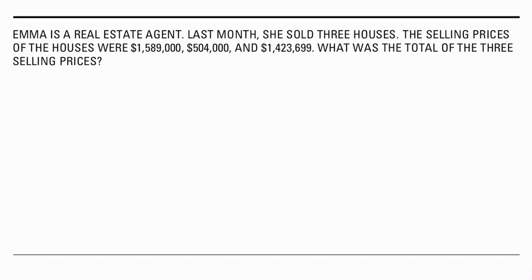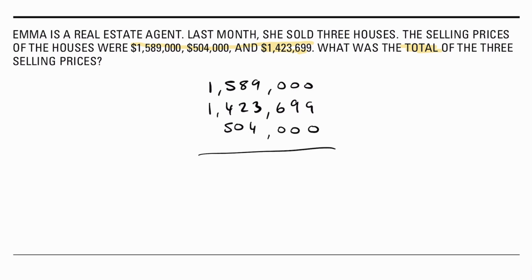Just walking you through my thought process, I see total. I'm looking for a total of 3 prices. So I know that these must be the prices. Then I would list them out. So I would have 1,589,000, and then I would do the next number, which would be 1,423,699, and then 504,000. We just got to ensure we line those places up correctly. These first 3, or the first period, is quite easy. I can just bring down the middle numbers, and so we have 699. The reason I do that is because we've got zeros for the rest.